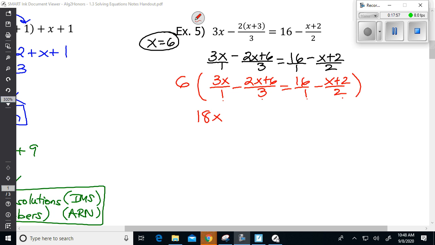6 times 2x plus 6, so I'm going to leave it right now as 6 times that. I'm not going to distribute yet. So minus 6 times 2x plus 6 over 3. 6 divided by 3 is 2. So 18 minus 2 times 2x plus 6. Again, I didn't distribute yet. So if you're wondering why you don't see 12x plus 36, it's because I didn't distribute. I'm going to do that later. Equals 6 times 16 is 96. 96 divided by 1, 96.